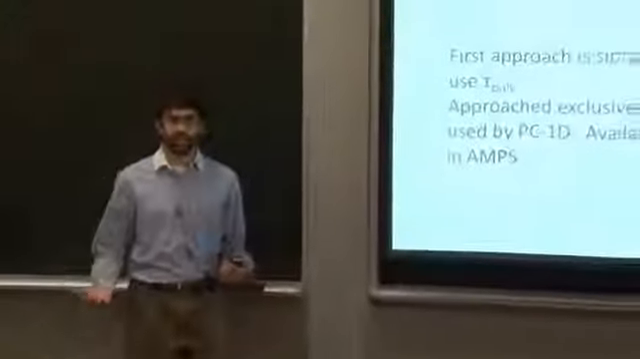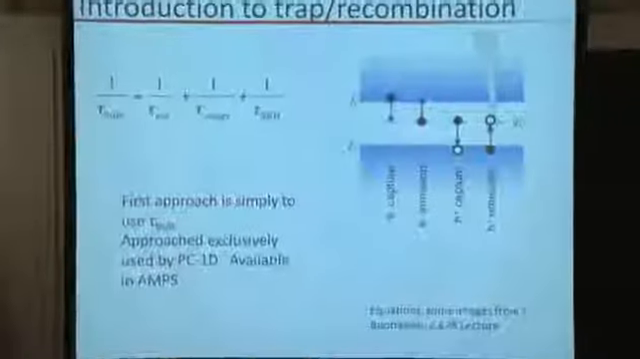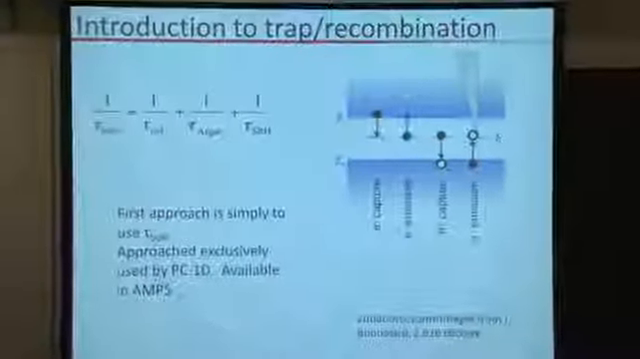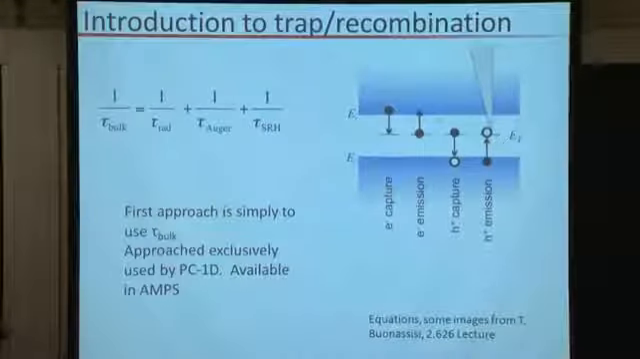So with these organic materials and these thin film materials, traps and recombination are a huge issue. And the question arises as to how to model these traps. At the highest level of abstraction, the most top level view, you can just look at the bulk recombination time and simulate with that, which is the approach used by PC1D.